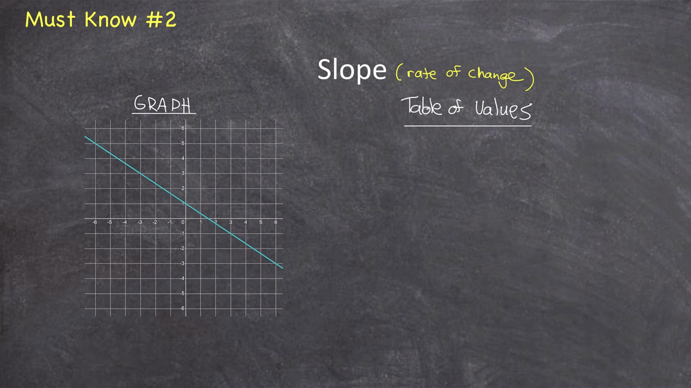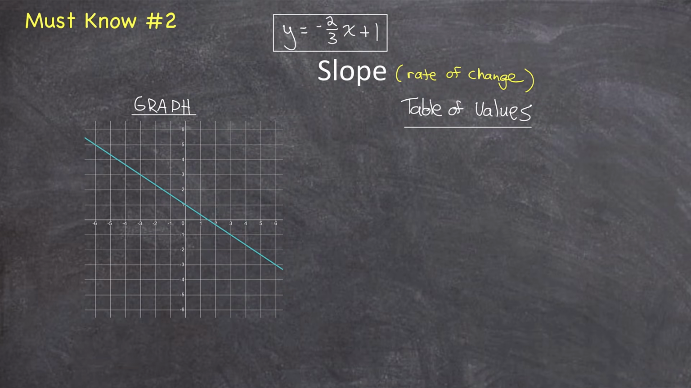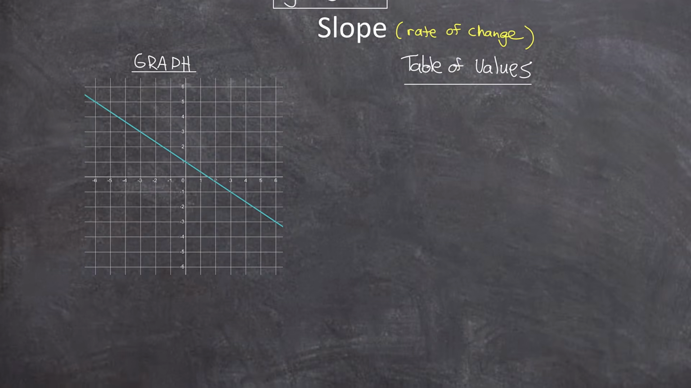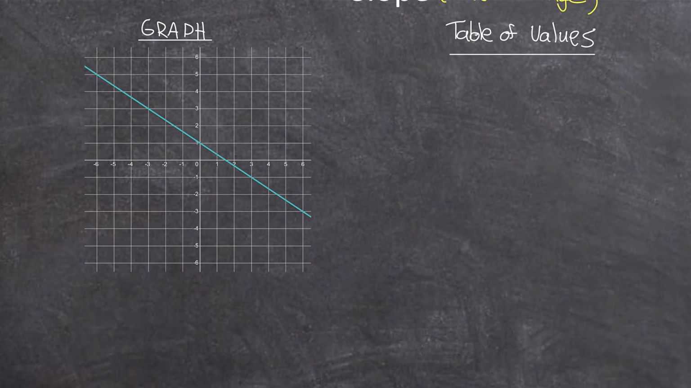We're going to look at the graph and table of values for the linear relationship y equals -2/3 x plus 1. Let's start by finding the rate of change or slope of this relationship from its graph. So if I look at its graph, when I say I want to find its rate of change, I really mean I want to find the slope of the line. And I use the letter m to represent slope.